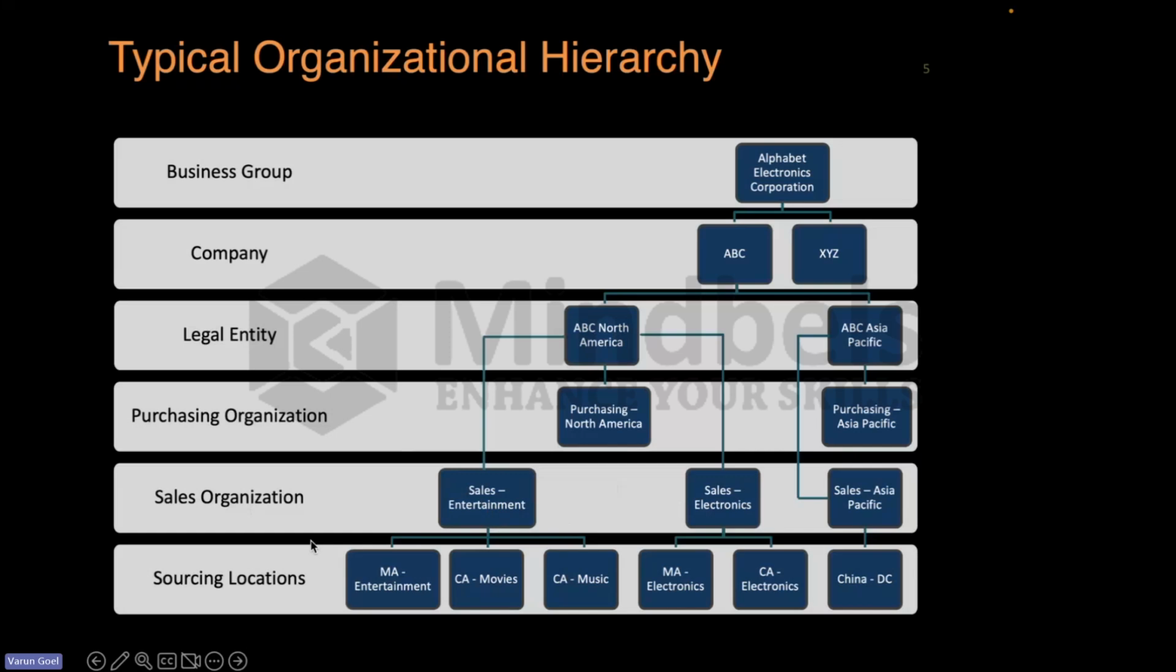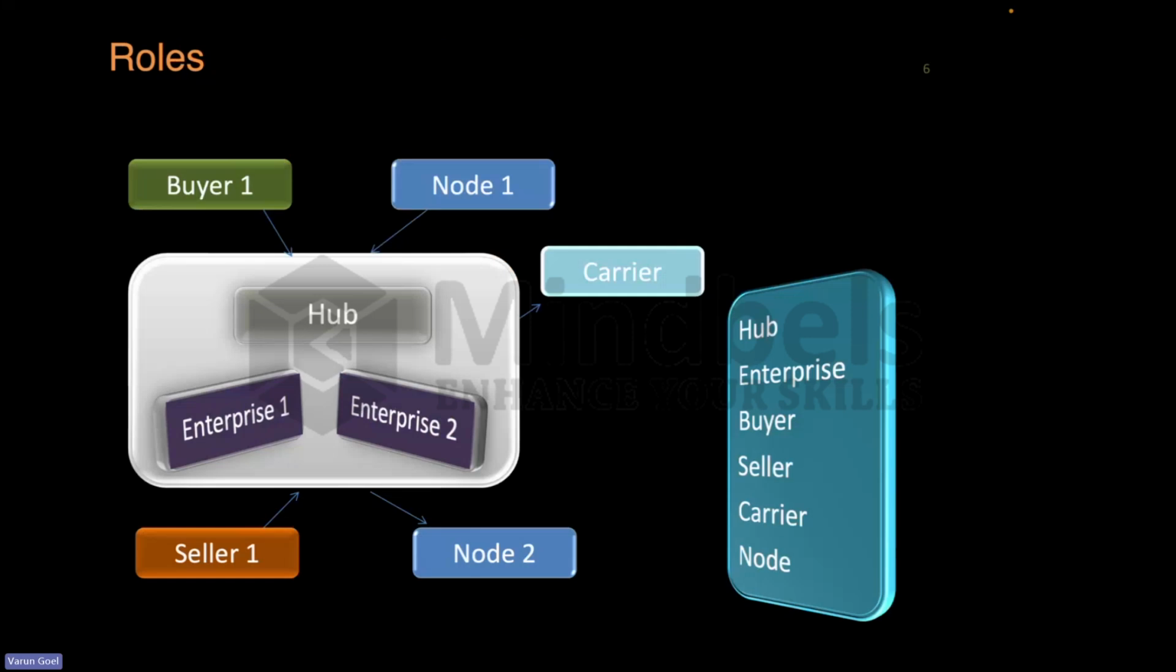Then we have sourcing locations, which I think is pretty much clear. We can source from multiple locations, we can have stores, we can have warehouses, all those things come into the picture. So are we clear with this slide? Yeah, I think everything is clear. Okay.